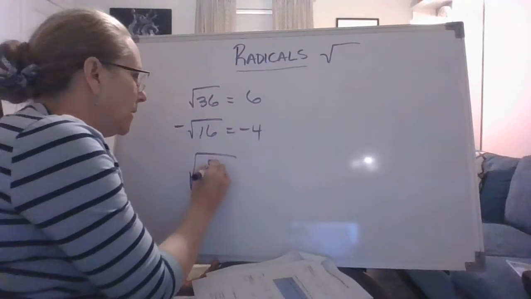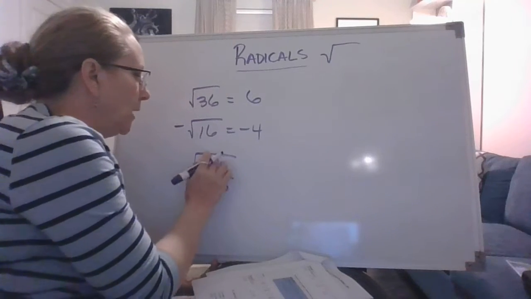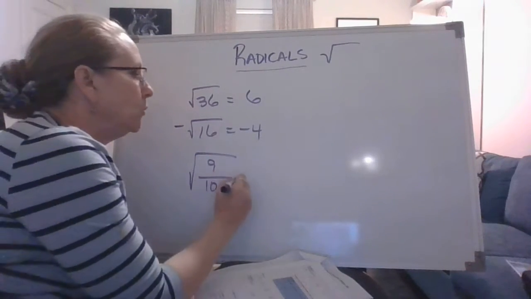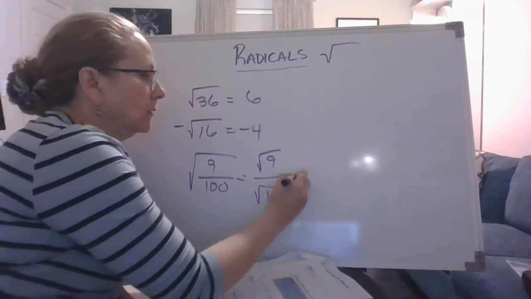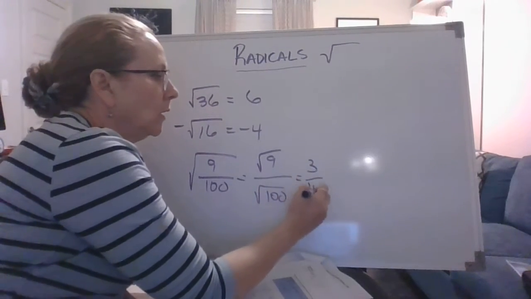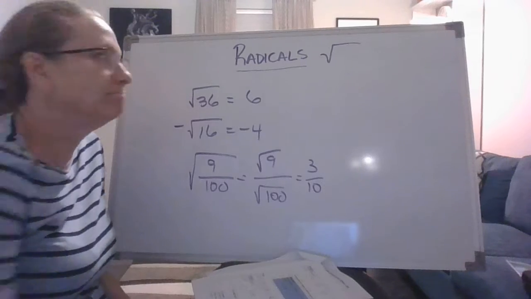What if we have this? 9 over 100. Well, you would split that up, the square root of 9 over the square root of 100. And yes, it would be 3 over 10.